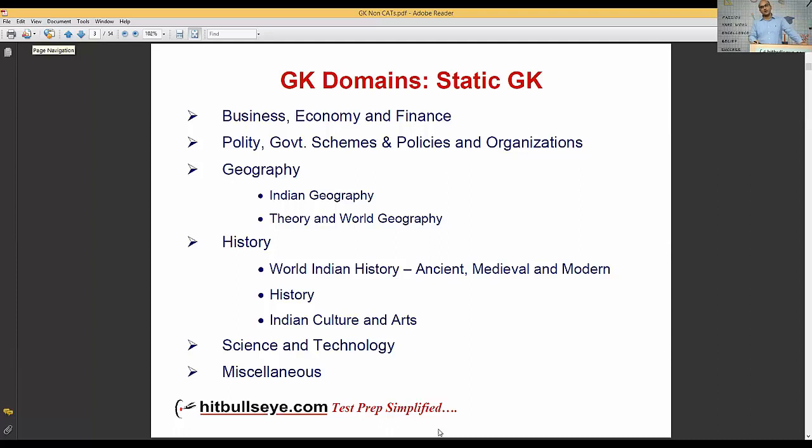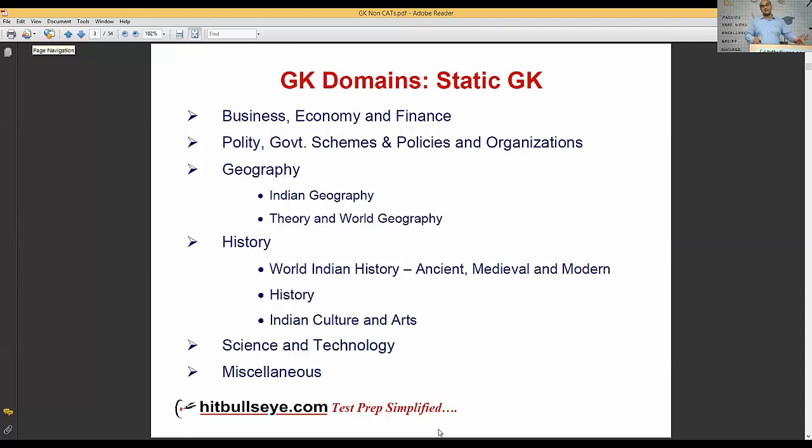Economy can be theoretical, macroeconomic and a very little bit of microeconomic. So macroeconomic theory is the primary focus. The major focus would be on the Indian economy, how it has been performing in the past few years. And of course, the section on finance: the stock markets, banks, RBI and its functioning, and so on. These are all theoretical questions from static GK.